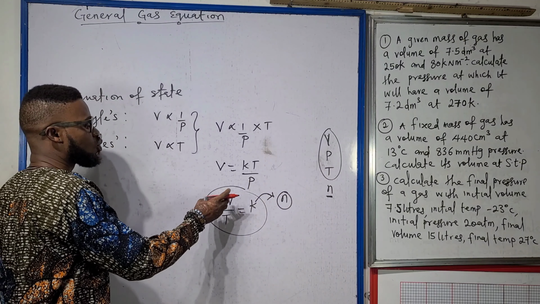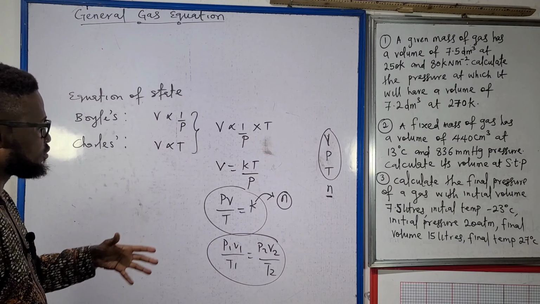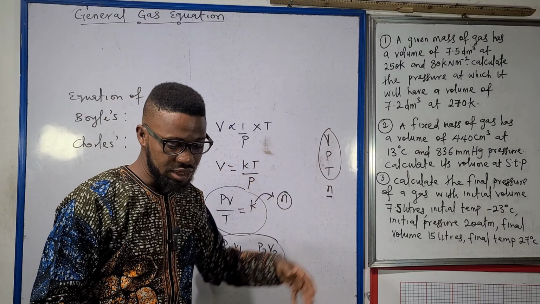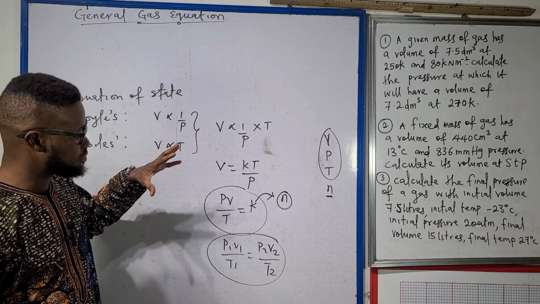Of course, once you have a constant here, it means that P1 V1 over T1 equals P2 V2 over T2. This, of course, is our equation of state, where we are talking about 3 variables being involved in describing the condition or state of a gas.